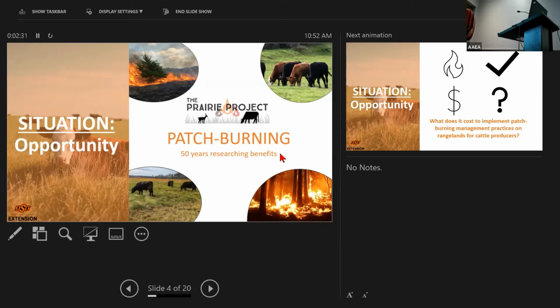So during this research, they specifically were looking at it initially to look at controlling woody plant encroachment. But during this research, they found other benefits of patch burning, such as high quality forages, because cattle are naturally attracted to recently burned areas because the quality of that forage in that area is much higher.